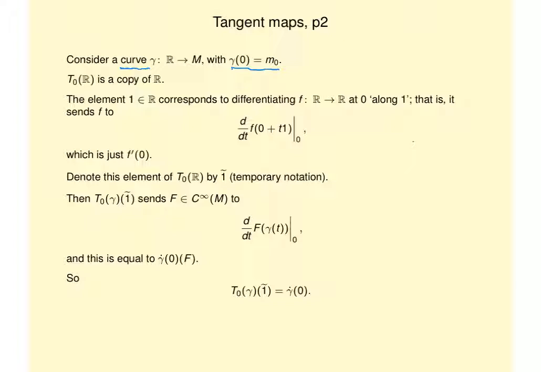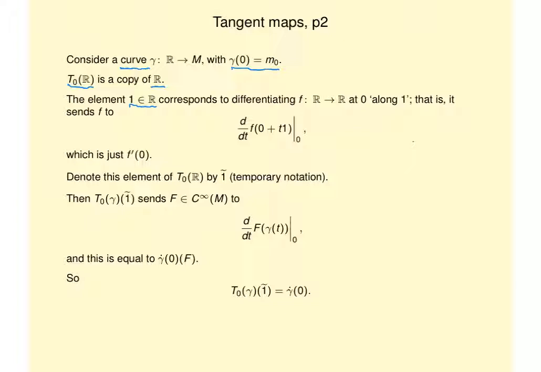Now, we know that the tangent space to R at a particular point is a copy of R itself, and we can identify elements of R with tangent vectors to R at this particular point 0, or any chosen point, of course. So I choose 1, which, if you like, is a basis vector, a basis for this one-dimensional vector space.